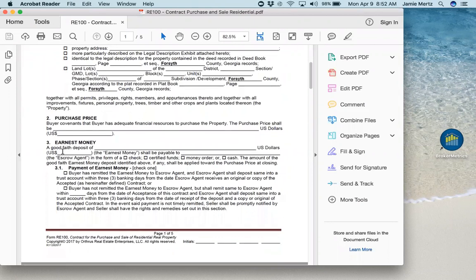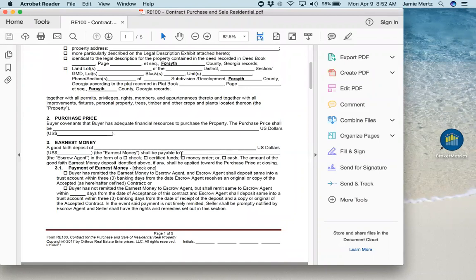Paragraph 3 is earnest money. This is your buyer's good faith deposit. You're going to spell out how much in dollars they're giving, $1,000, $1,500, $2,000. You're going to spell that out, and then you're going to write the numeric value in paragraph 3, as well as completing who the earnest money shall be made payable to. That can be made payable to the listing brokerage, the seller's brokerage, or a closing attorney. Those are the 3 sources that can hold earnest money that are recommended.